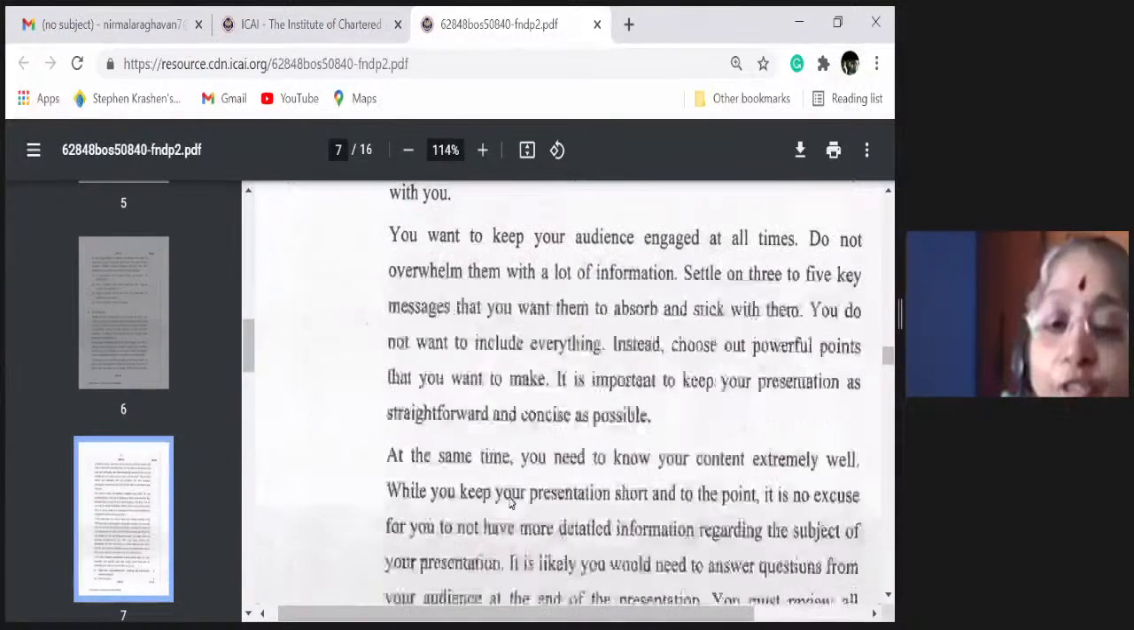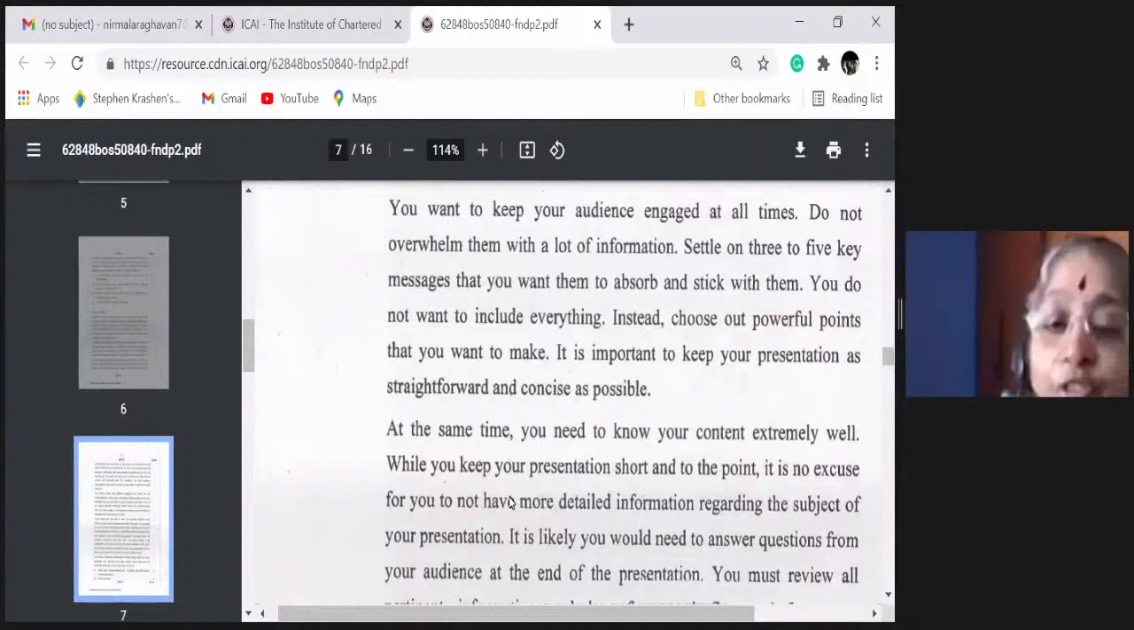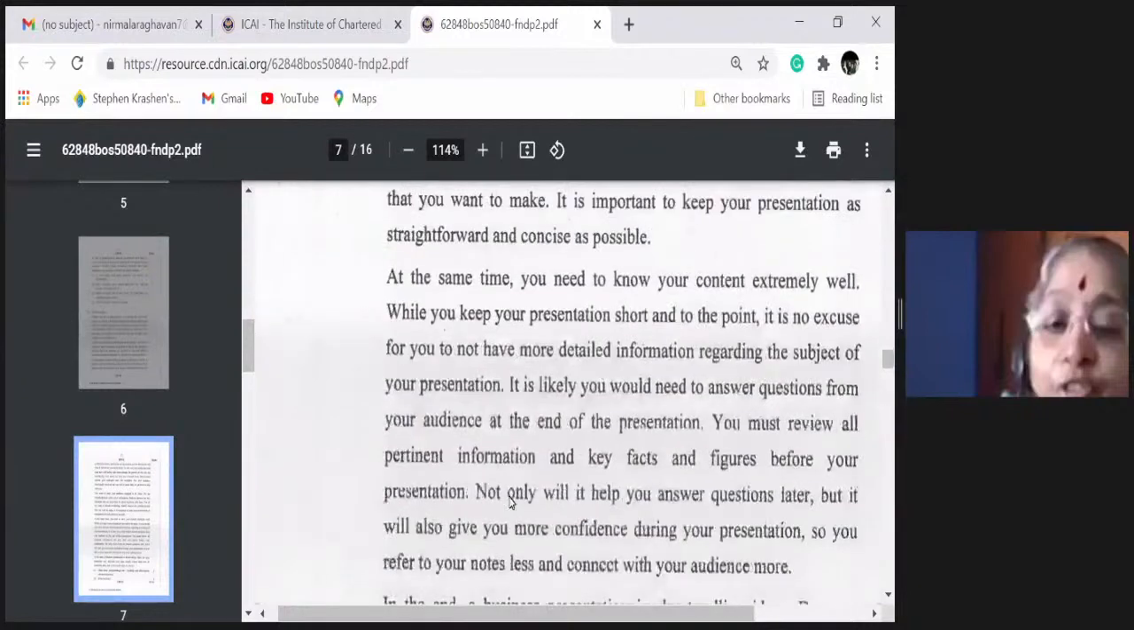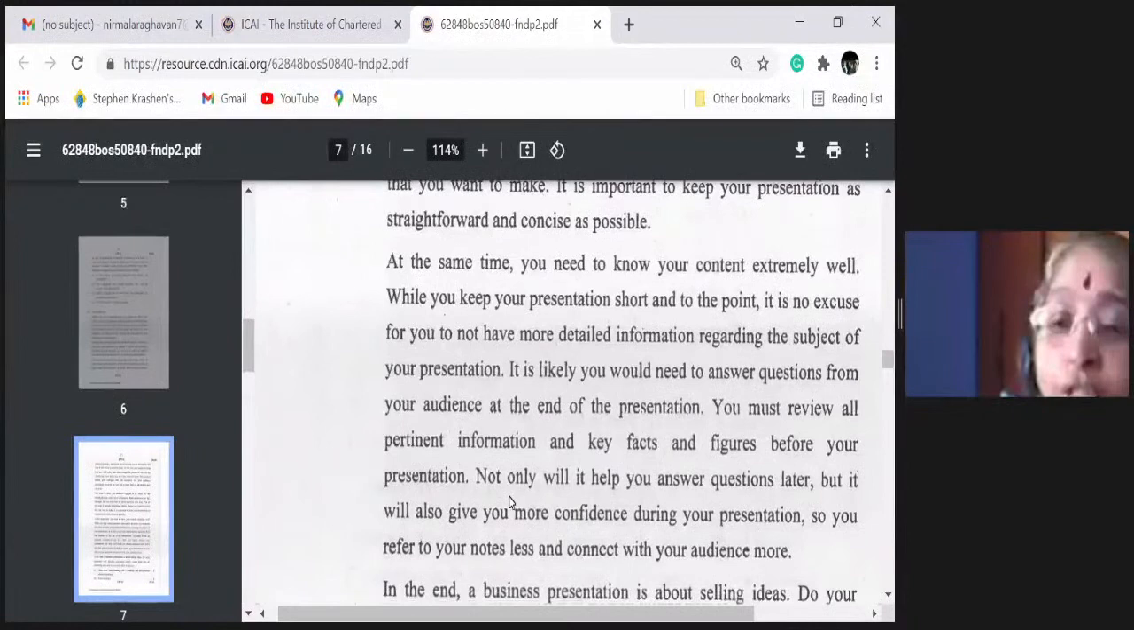Now, the 5th paragraph. At the same time, you need to know your content extremely well. While you keep your presentation short and to the point, it is no excuse for you not to have more detailed information regarding the subject of your presentation. It is likely you would need to answer questions from your audience at the end of the presentation. You must review all pertinent information and key facts and figures before your presentation. Not only will it help you answer questions later, but it will also give you more confidence during your presentation. So you refer to your notes less and connect with your audience more.